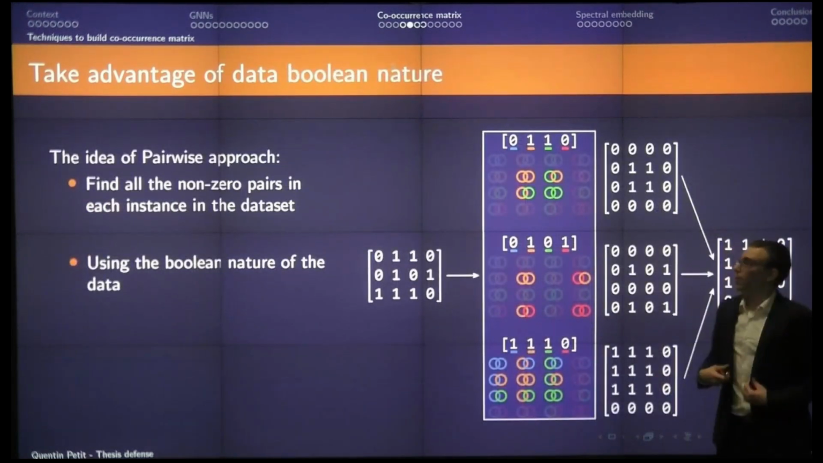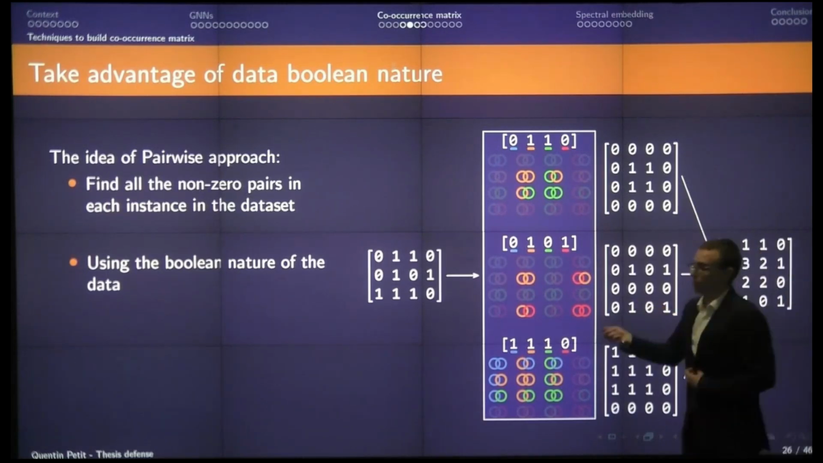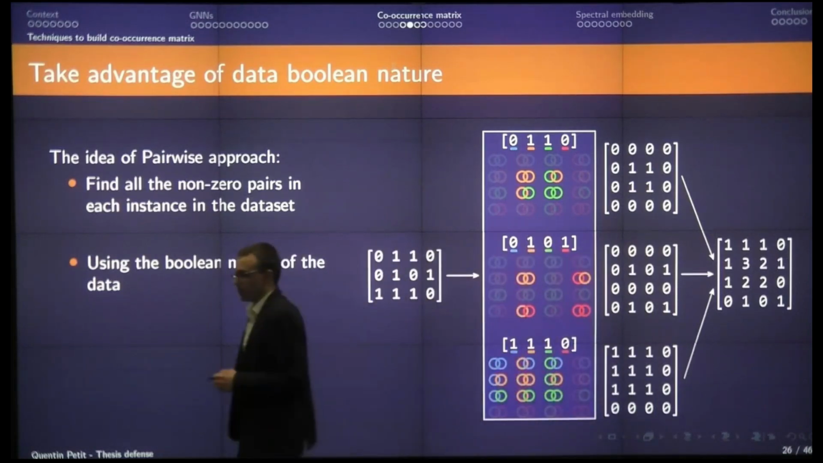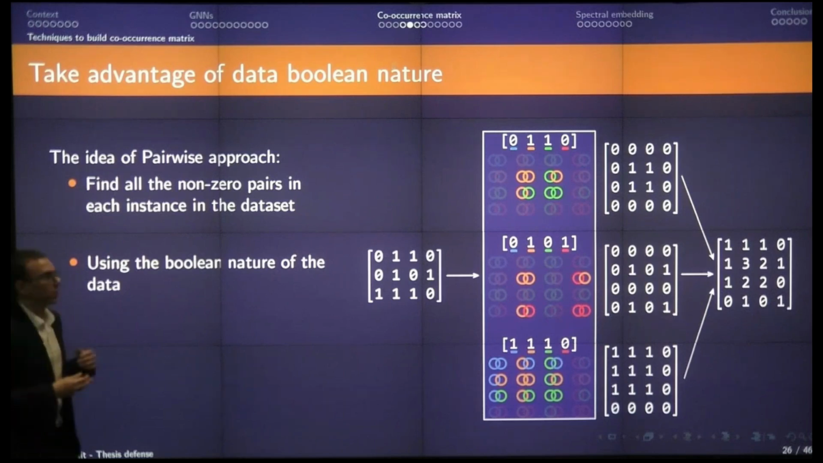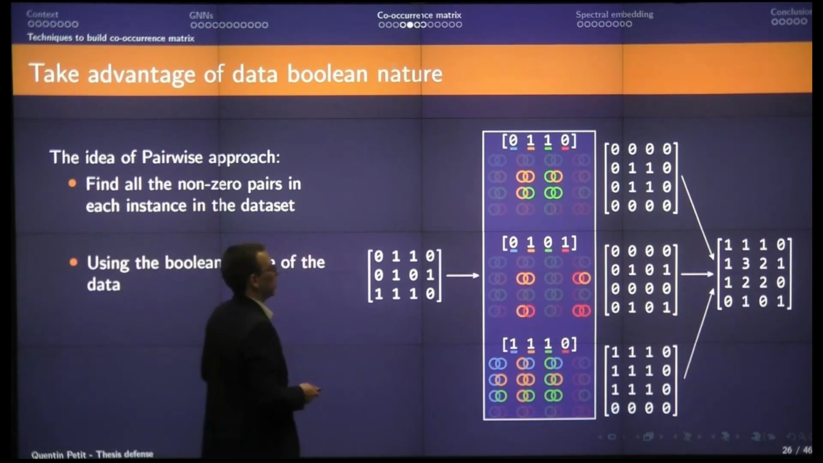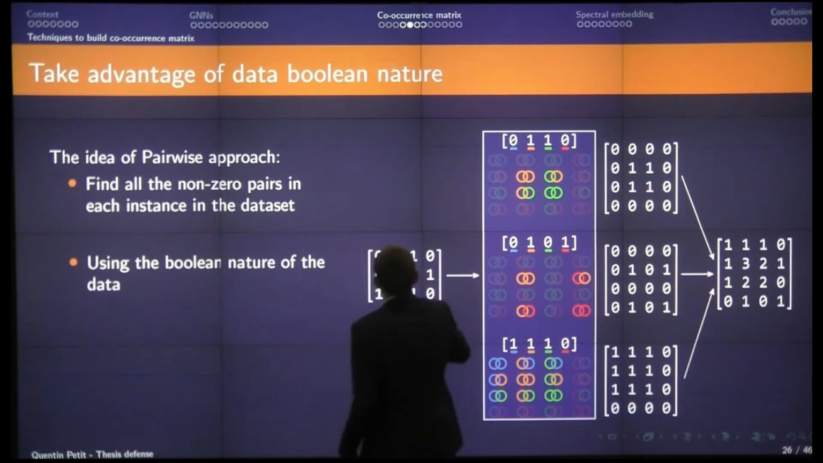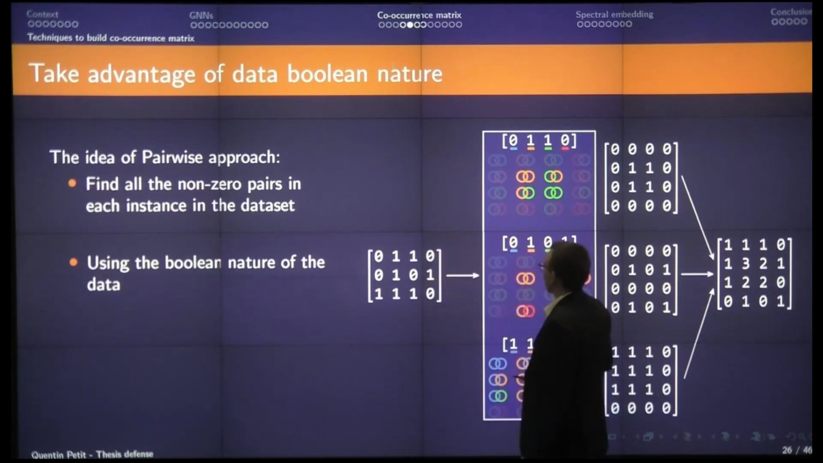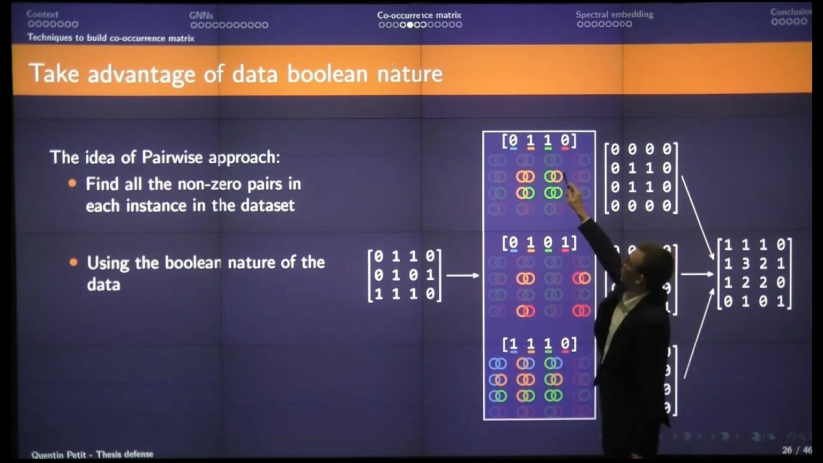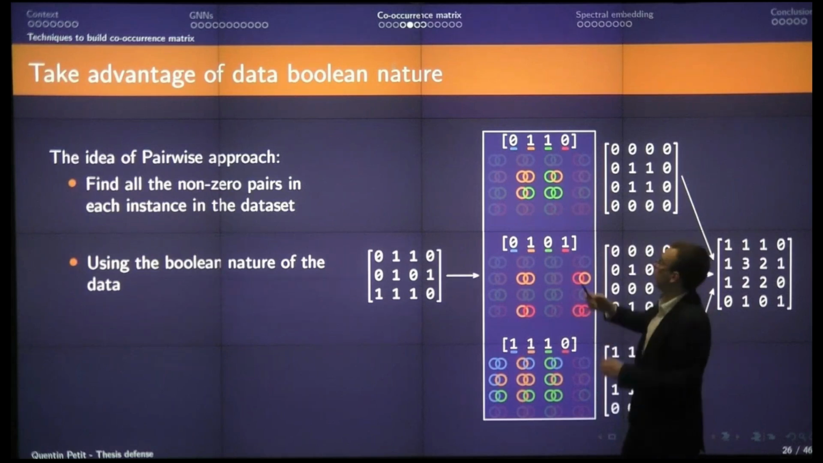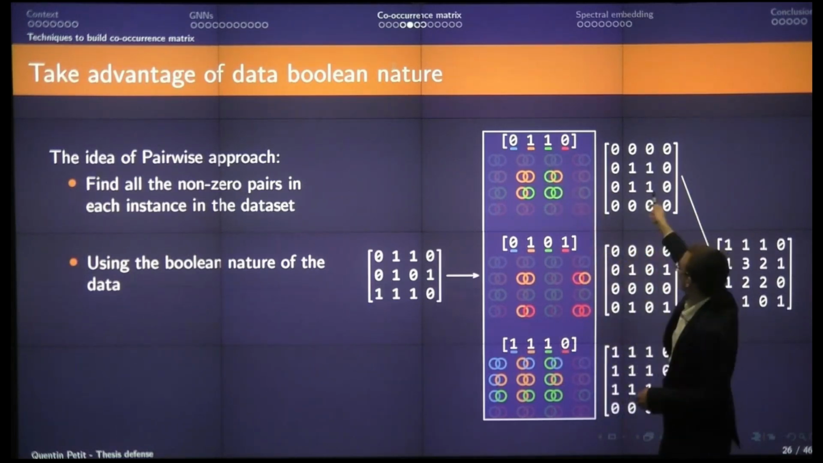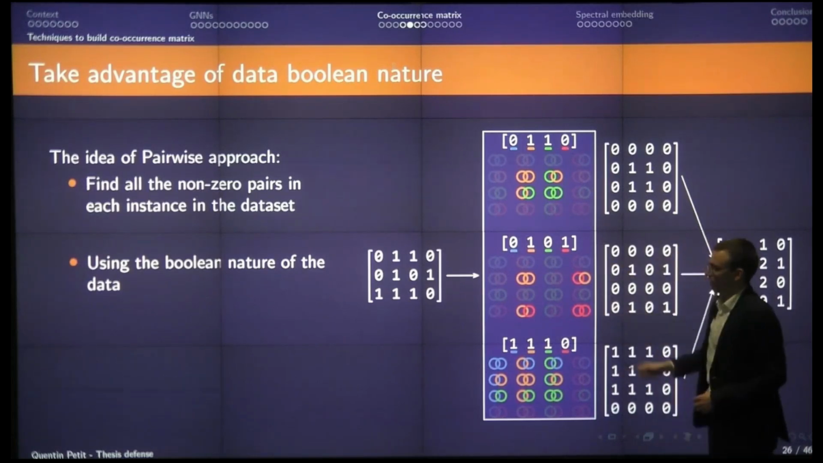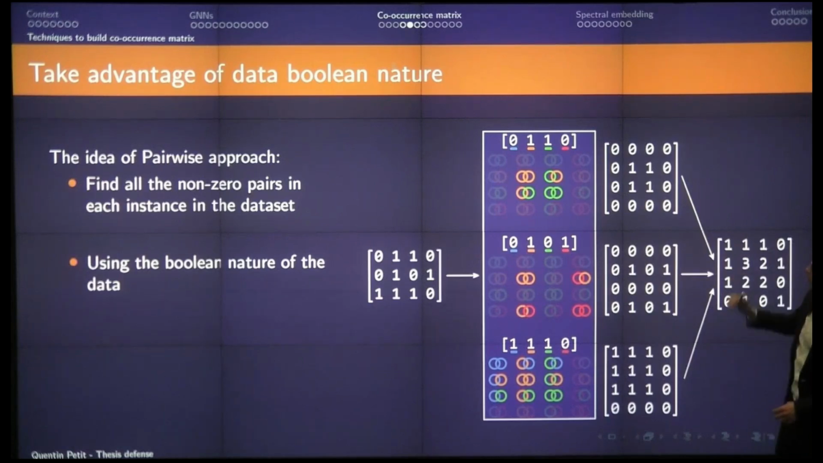And to take advantage of the Boolean nature of the data, we can use the pairwise approach. The idea of this approach is to find all pairs of non-null elements inside a data set to create a matrix representation of each sentence in the corpus. Let's take for example the incidence matrix of the previous example. For each vector, we try to find all pairs of non-null elements. For example, here we have the orange and the green one. We put 1 for each pair where the two elements are true together, and we do that for each vector. So for each vector, we get a first matrix, and thanks to a reduction, we immediately have the co-occurrence matrix.